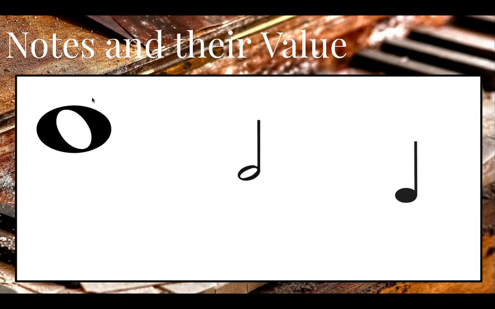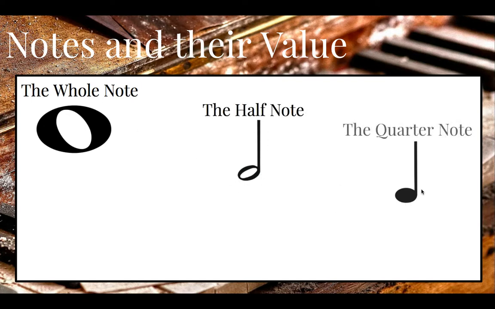More music vocabulary, we're going to start talking about notes and their value. These will probably all be reviewed from last year, but we're going to go through it anyway. This top one is a whole note. This is a half note with a stem going up, and then this one is a quarter note, again, with a stem. This one is open with no stem, open with a stem, closed with a stem.